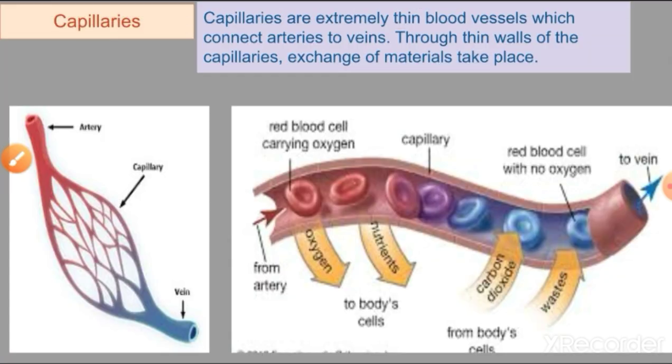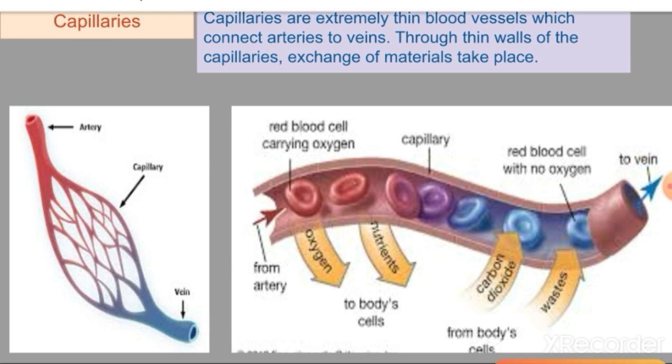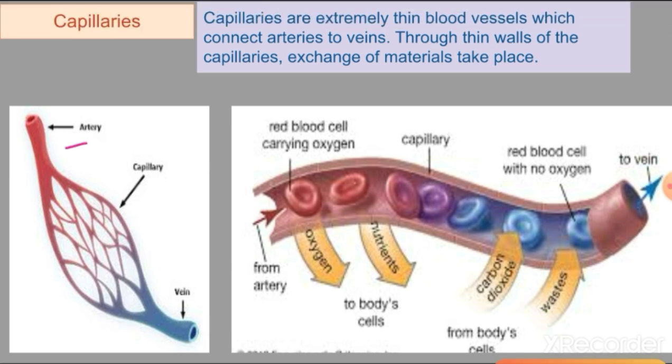Now we also have a third type of blood vessels, known as capillaries. What are capillaries? Capillaries make a connection between arteries and veins. They are in between the arteries and veins, and they form a network around our organ tissues. They are very thin, and their walls are also very thin. Because their walls are thin, they are permeable in nature, so through the capillaries material can be exchanged.